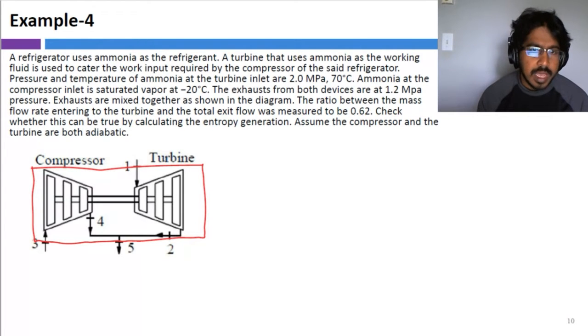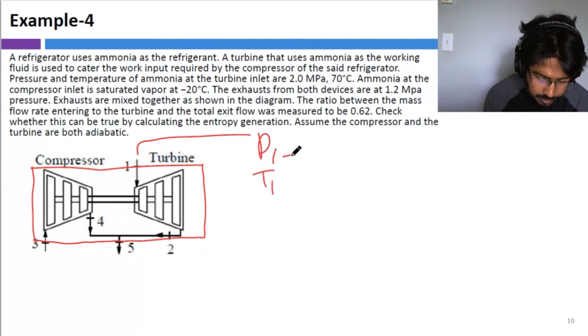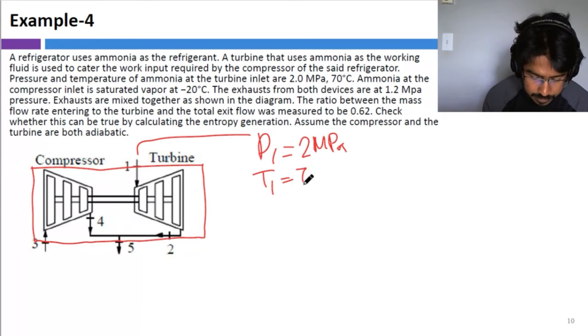A turbine that uses ammonia as the working fluid is used to provide the work input required by the compressor of the said refrigerator. Now this turbine drives the compressor, right? The pressure and the temperature of ammonia at the turbine inlet are 2 megapascals and 70 Celsius. So turbine inlet conditions: P1 is given as 2 megapascals, T1 is given as 70 Celsius.